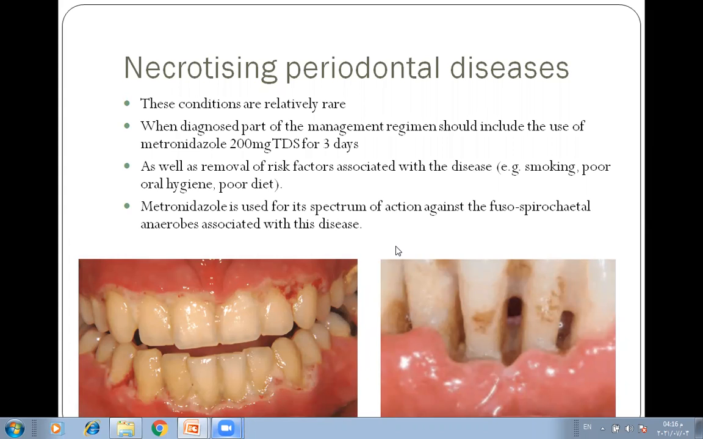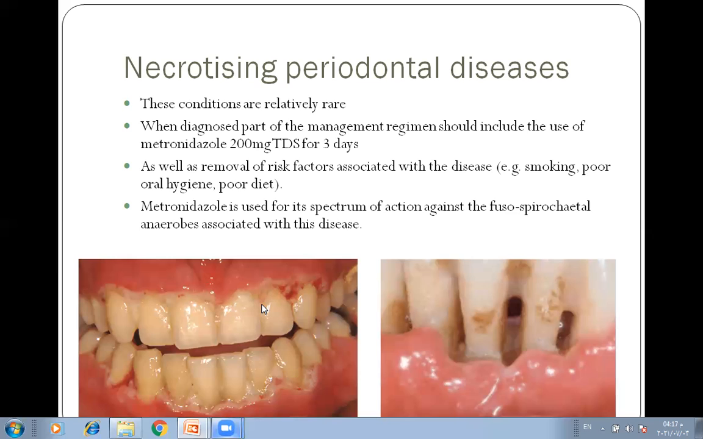One of the clinical conditions that we might see in the clinic is necrotizing periodontal disease. This is a rare condition, but it's worth knowing about it and how to manage this type of disease. As you see here, it has a unique clinical manifestation of necrosis in the interdental papillae.